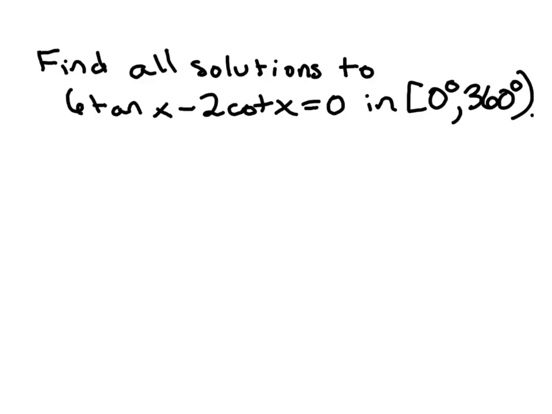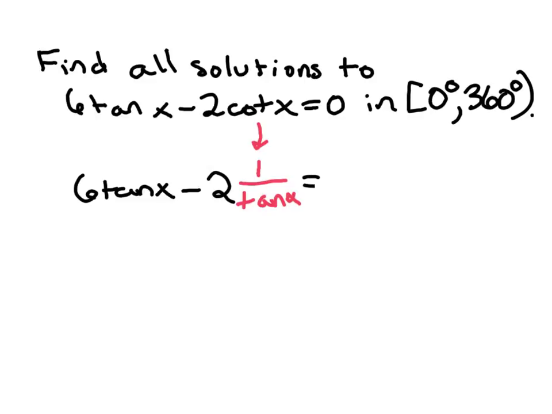When you're starting out solving a trigonometric equation, it's nice if you can express the equation completely in terms of just a single trigonometric function. One of the keys here would be to turn this cotangent x into 1 over tangent x. I'll leave the rest of the equation the same on this step. So minus 2 times there's my cotangent x equals 0.